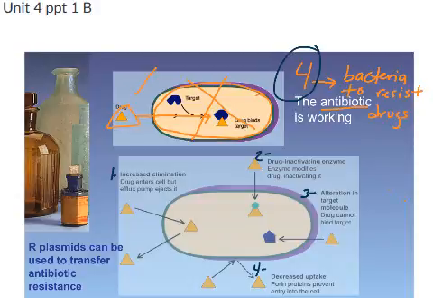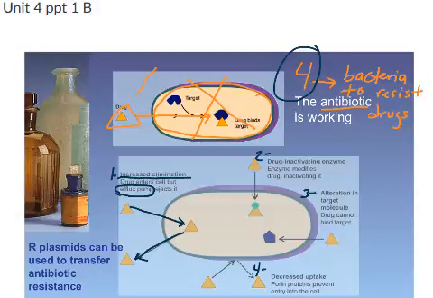So number 1, when you have increased elimination, this works with something known as an efflux pump. So again, the yellow triangle is the drug. The drug goes into the pathogen and comes right out. It never actually has a chance to work. So the first one is efflux pump.